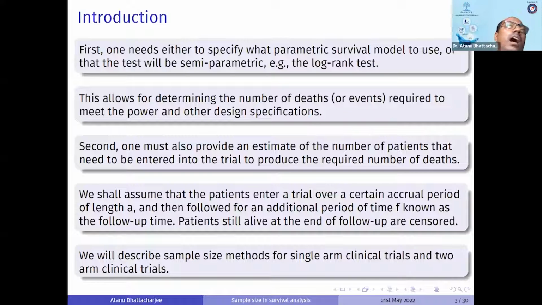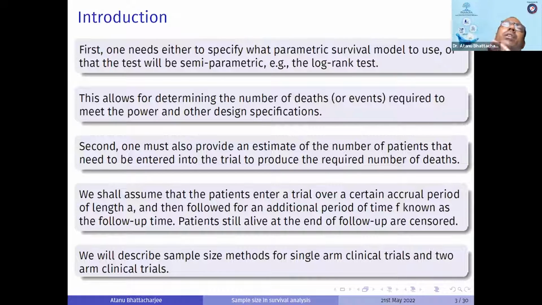But if you talk about another kind of study, like lung cancer, people progress and die very, very fast. So here 3 to 5 months, 6 months, or 1 year is enough. In that case, you need not worry too much about the follow-up time period.